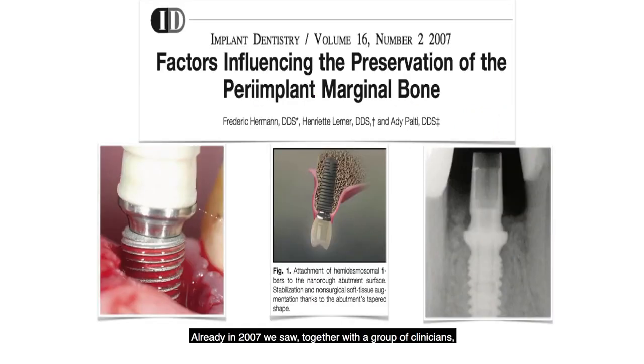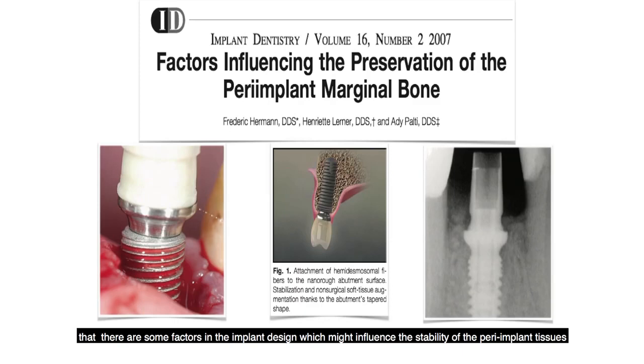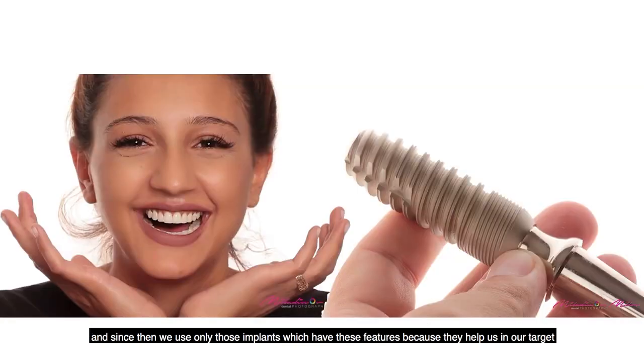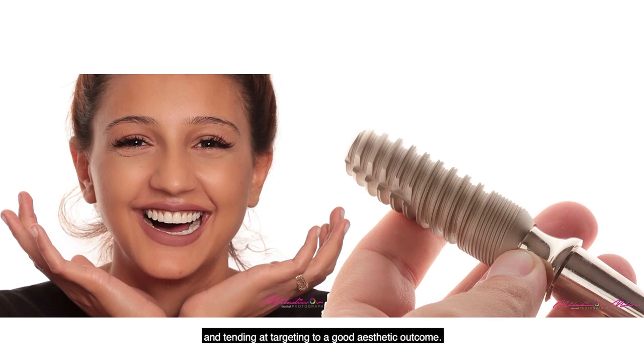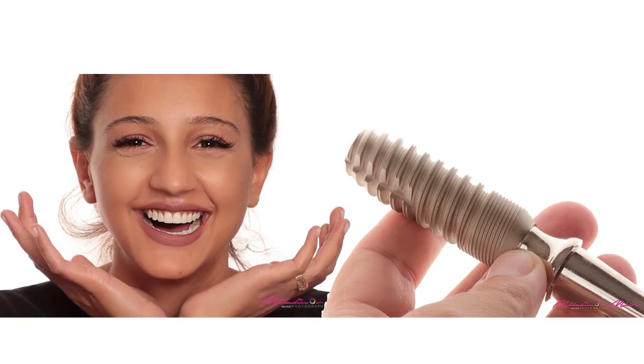Already in 2007, together with a group of clinicians, we saw that there are some factors in the implant design which might influence the stability of the peri-implant tissues. And we use since then only those implants which have these features because they help us in our target of full arch reconstructions in immediate placement, immediate loading procedures, and targeting a good aesthetic outcome.